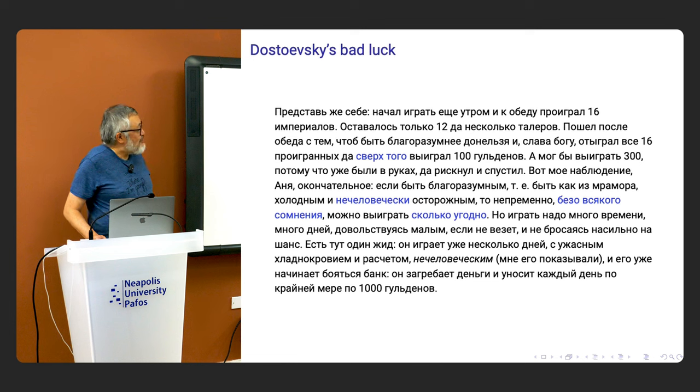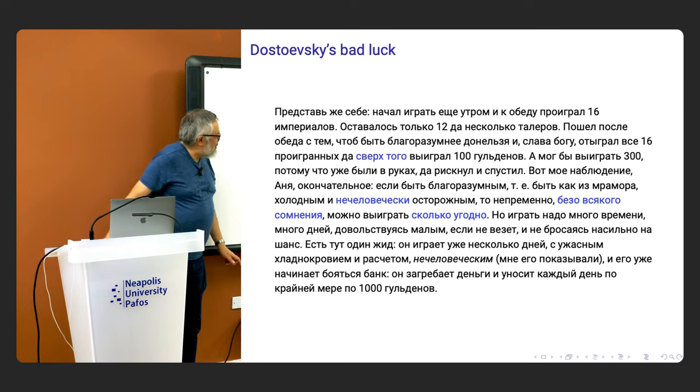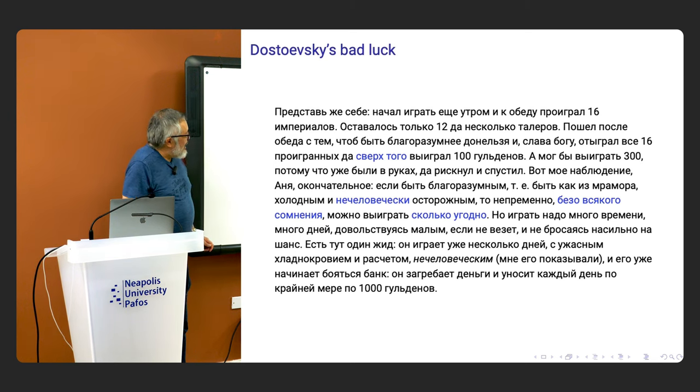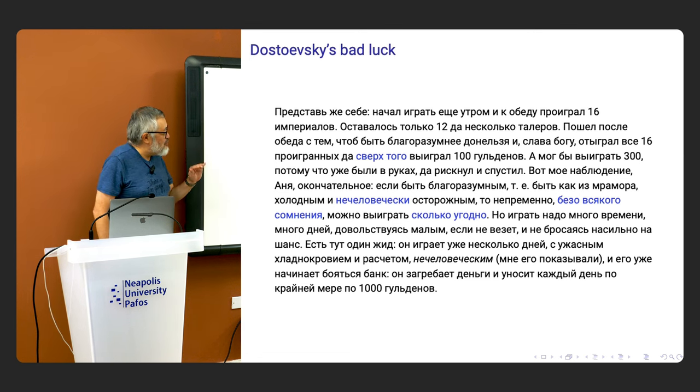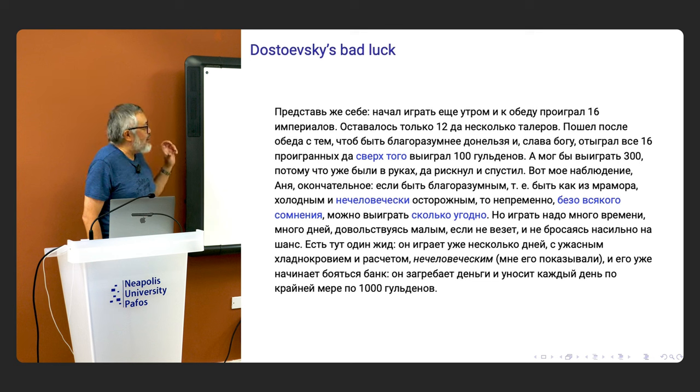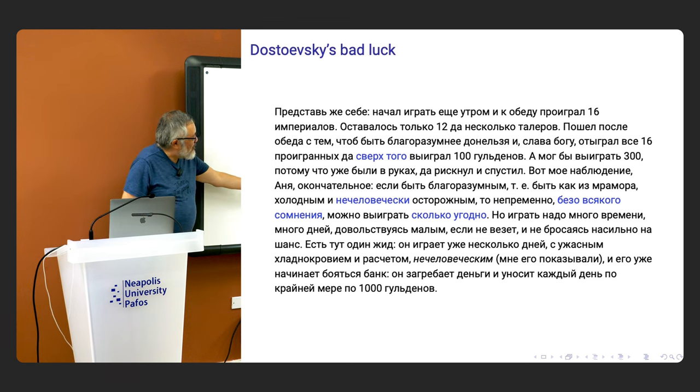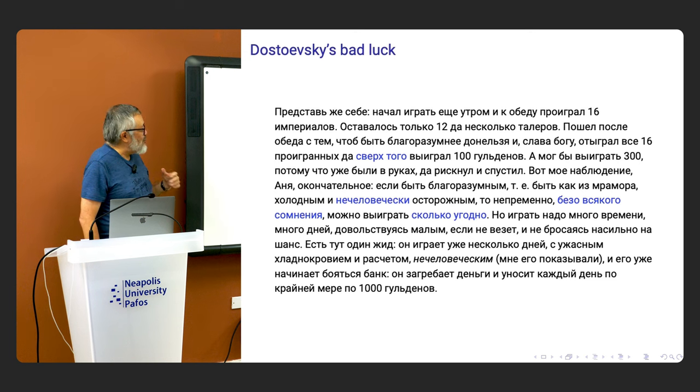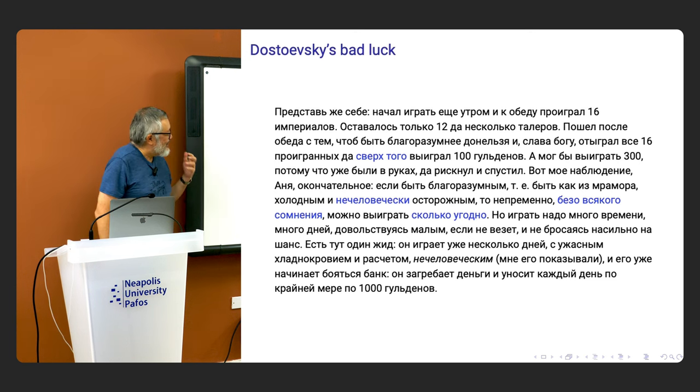And he believed that if he was very careful, very calm, without too much excitement, then for sure, he even wrote it underlined, without any doubt, we can win as much as we want. But we need to play for a long time and very carefully with small bets and avoid being too risky. And he explained that there is a Jew who is able to do this, and he always wins, and the casino is afraid of him. So it was his real belief, I guess.